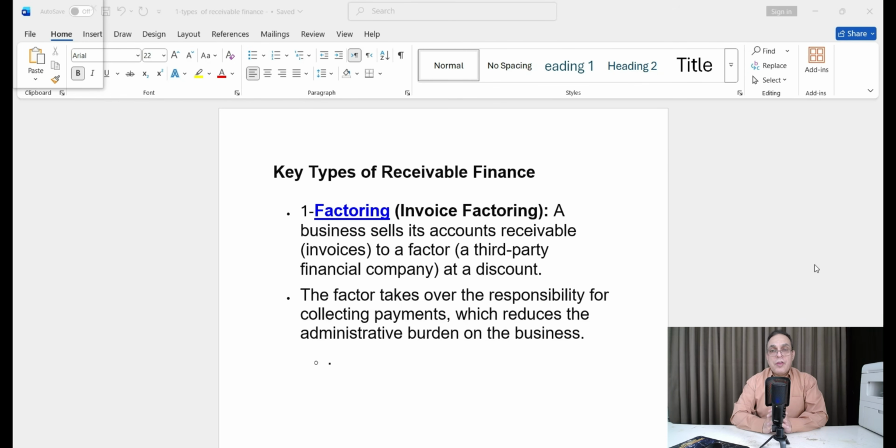Key types of receivable finance. 1. Factoring. Invoice factoring. A business sells its accounts receivable invoices to a factor, a third-party financial company, at a discount. The factor takes over the responsibility for collecting payments, which reduces the administrative burden on the business.